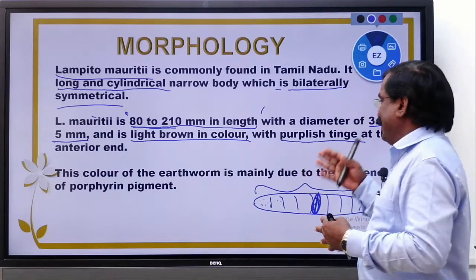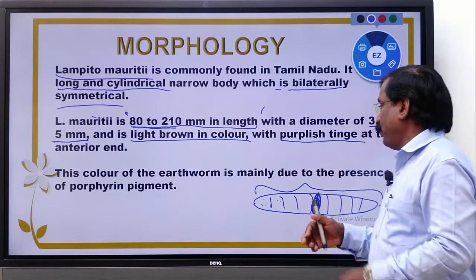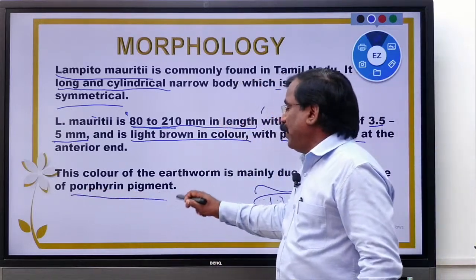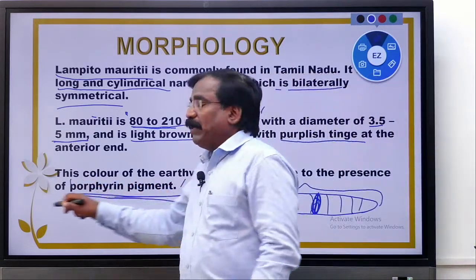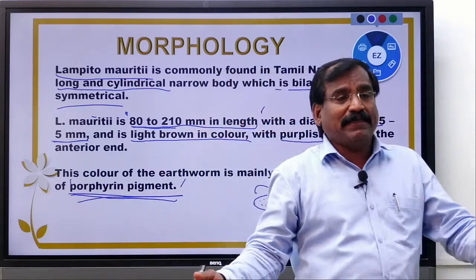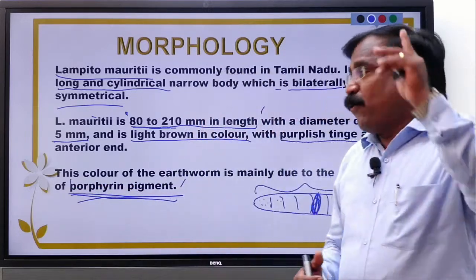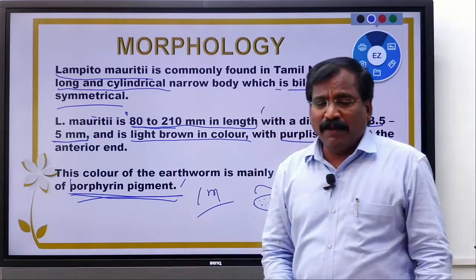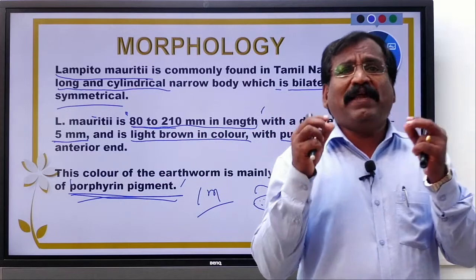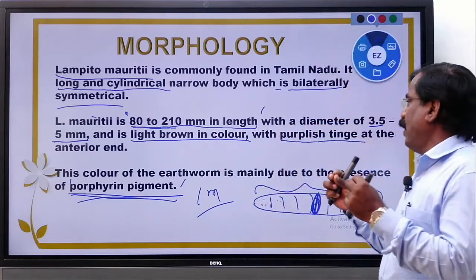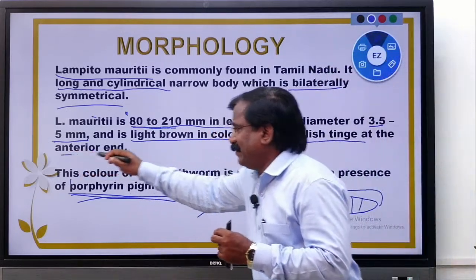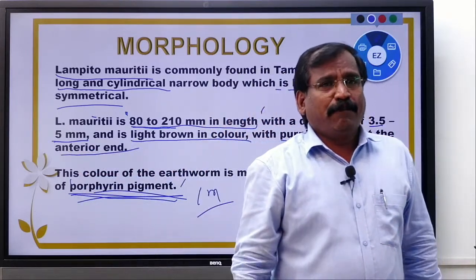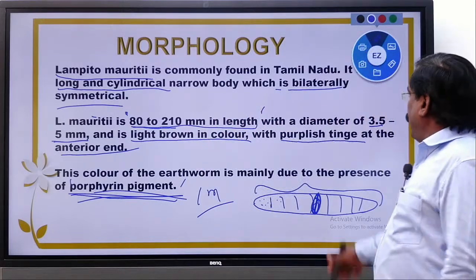Why is that purplish color there? Because of the presence of a pigment called porphyrin. One mark important, all take down, make a note of it: the purplish tinge found in the anterior end is because of the presence of the porphyrin pigment.